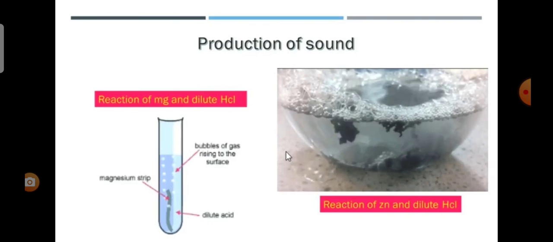For example, when metals like zinc or magnesium react with dilute acids, hydrogen gas is produced. Hydrogen gas is highly flammable. It reacts with oxygen present in air to produce a pop sound.